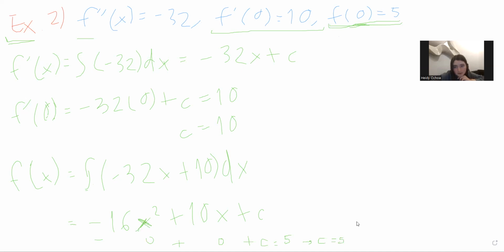And for the particular solution, now it's easy to rewrite, because the particular solution is f of x equals minus 16x^2 plus 10x plus, and we write this c equals 5 instead of the c. And that will be it for this second and last problem.